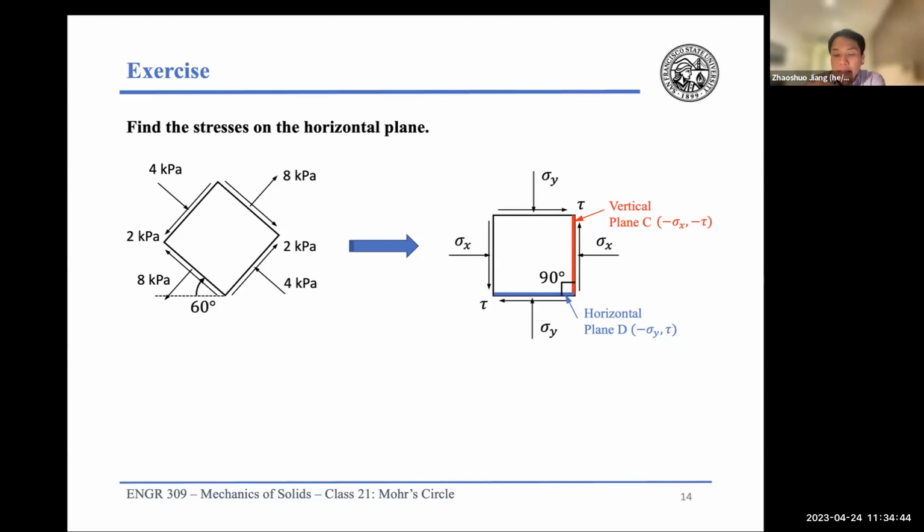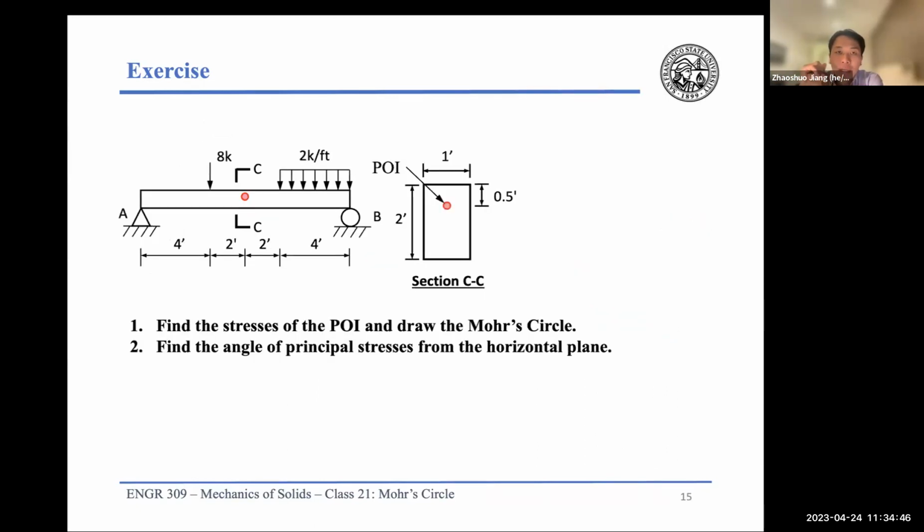And the next example, what I would like to do is to help you connect all the knowledge that we learned so far. So we start from a simple supported beam with the loadings on it. Now, what I'm interested in is the point of interest highlighted in red. I would like to know the stresses on this particular point of interest, and also like you to draw the Mohr circle at this particular point of interest, and find the angle of the principal stresses from the horizontal plane.